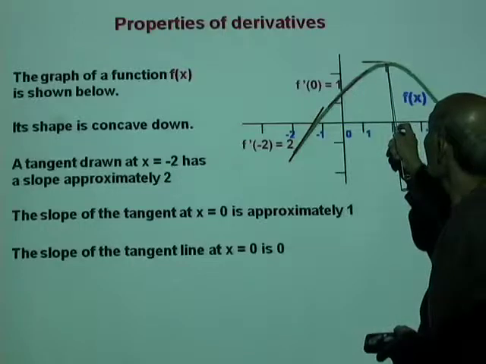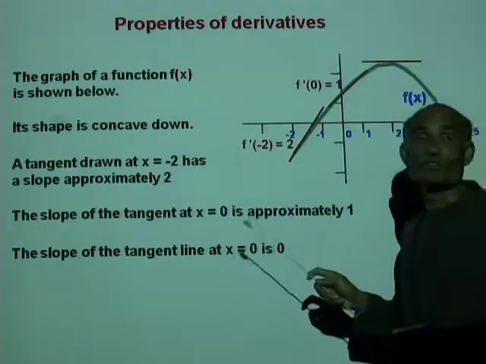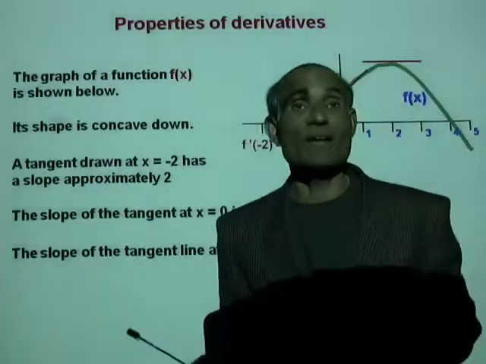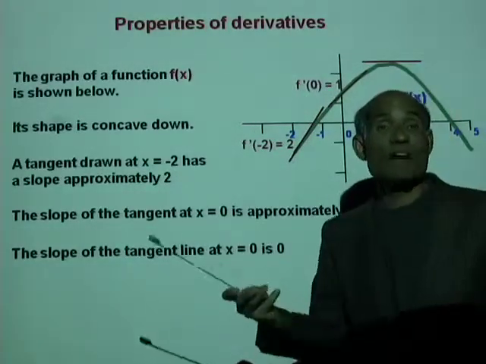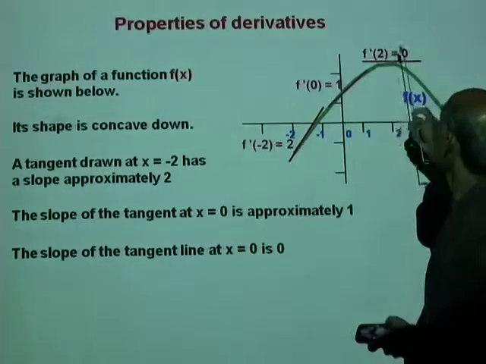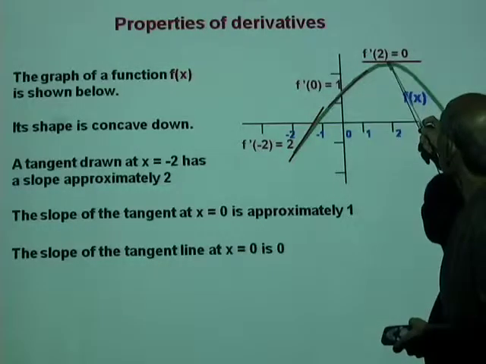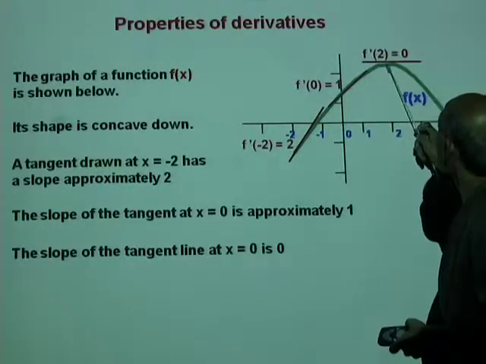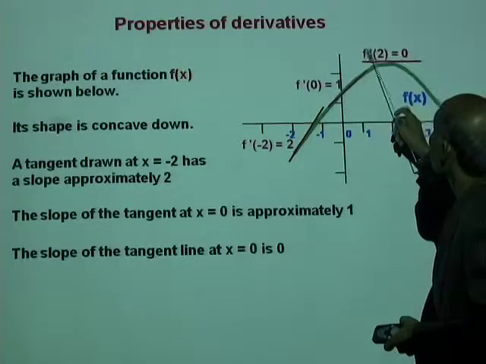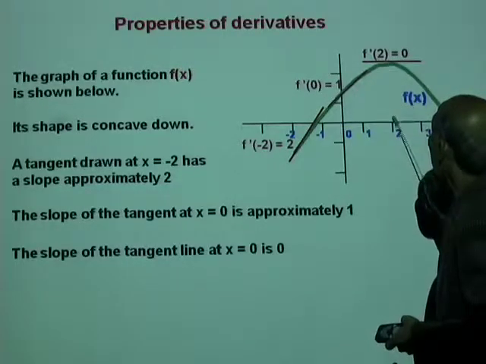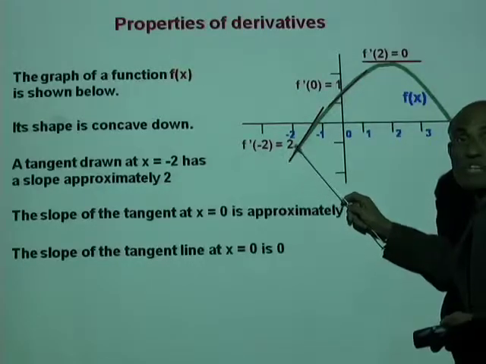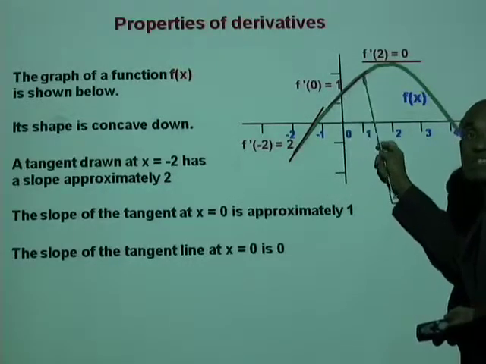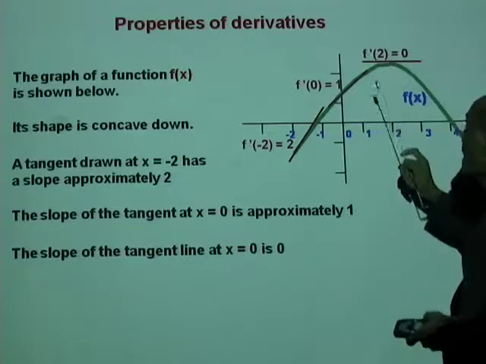Alright, let's find the slope of the tangent line at x equal to 2. Let's draw a tangent line at x equal to 2. You see, it's a horizontal line. What is the slope of that line? The slope of that line is 0. So we say f prime of 2, that is corresponding to x equal to 2. The derivative of the function at x equal to 2 is 0. So the derivative is steadily decreasing. Alright, let's do another one.